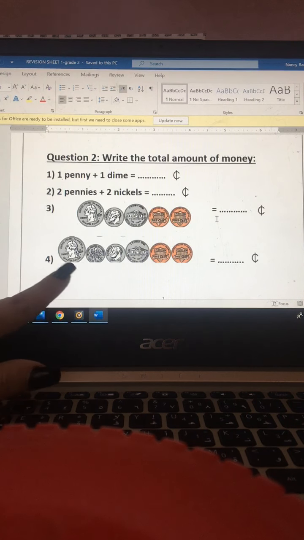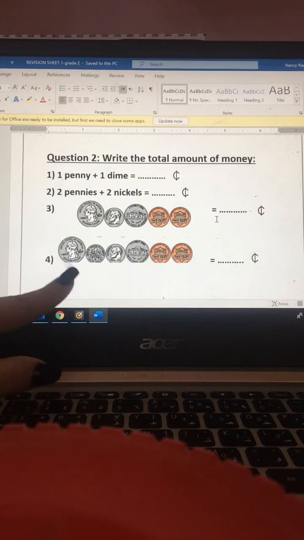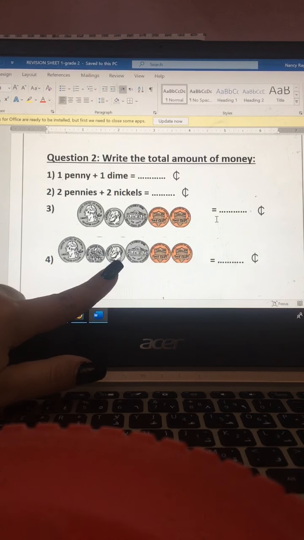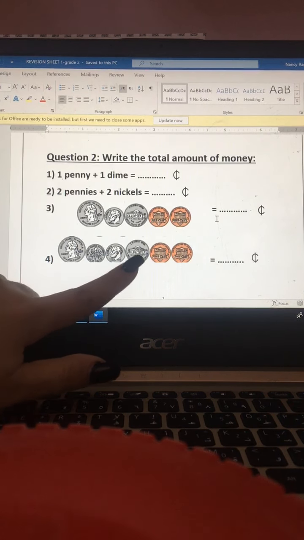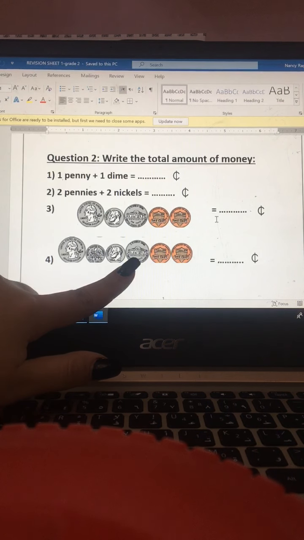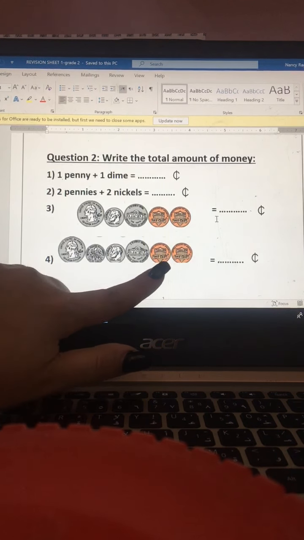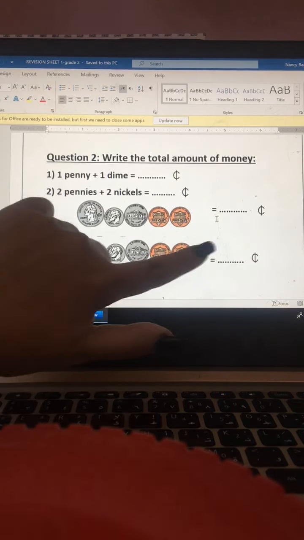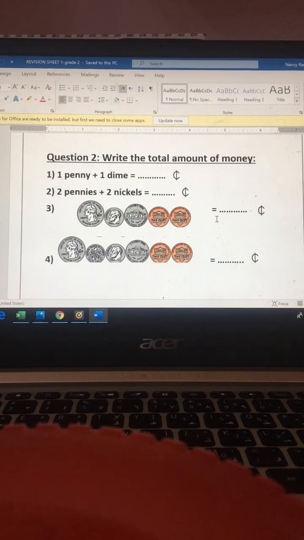Now let's move on to number 4. Here I have a quarter. A quarter is equal to 25 cents. So 25 plus, this is a dime. A dime is equal to 10 cents. So 25 plus 10. This is also a dime, so plus 10 more. This is a nickel. A nickel is equal to 5 cents. So plus 5. This is a penny and another penny, so 1 plus 1. We add the numbers I have just said, and I'm going to have a total of 52 cents. This is number 4.